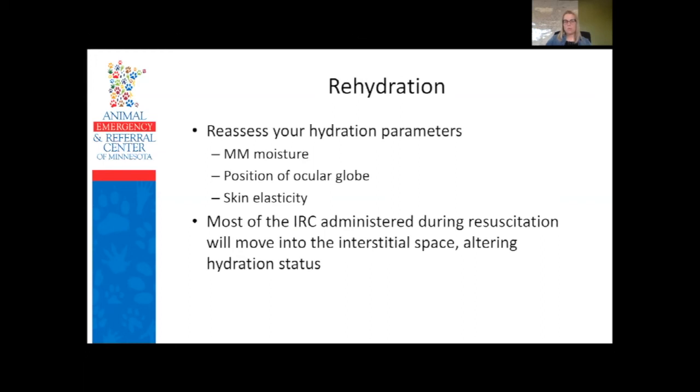Because remember, most of our crystalloids that we're giving during our resuscitation phase is going to move into that interstitial space. So a patient that you thought was 10% dehydrated when it first came in, after you fluid resuscitated it, maybe it's 7% dehydrated or something like that. So taking that step back and rechecking your hydration parameters and reassessing how dehydrated you think this patient is at that point in time is that first step into developing your rehydration plan.